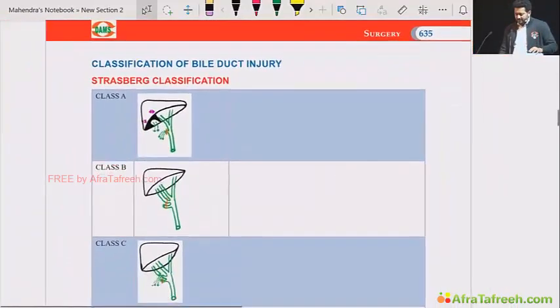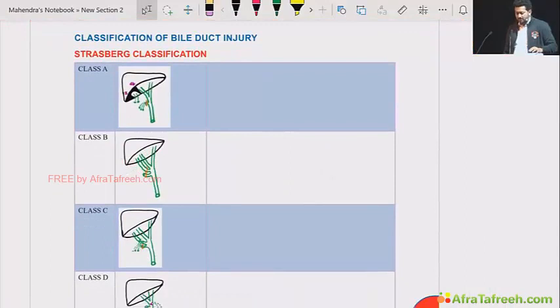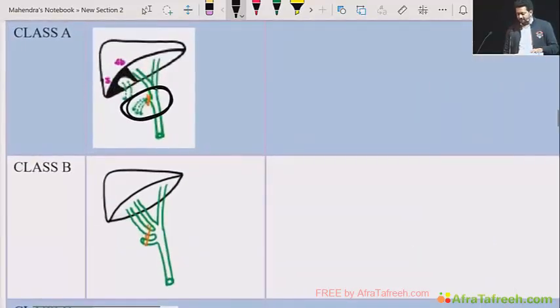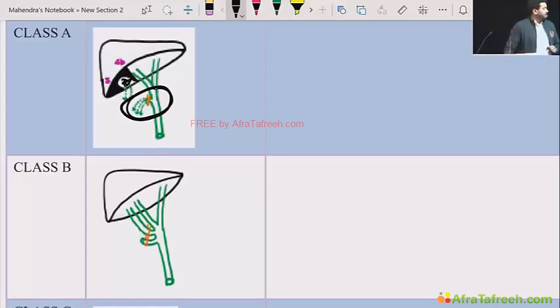Classification of bile duct injury. Very, very important classification in the biliary system. Strasberg classification. A is when you see the bile leak from the cystic duct stump. You can say, just see that if there is bile leak from the cystic duct stump, that is considered as class A.